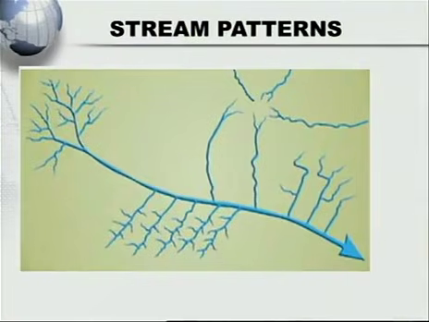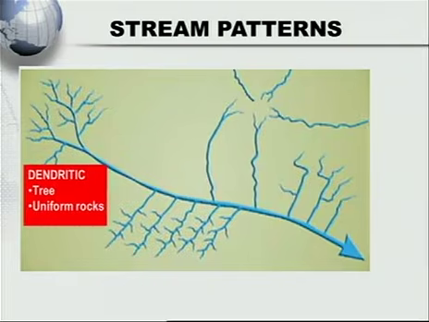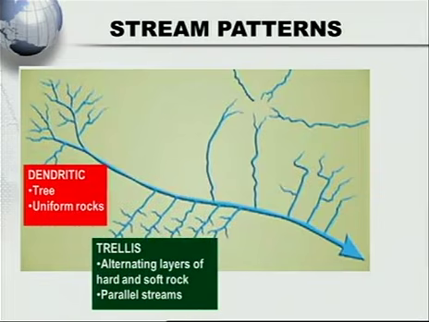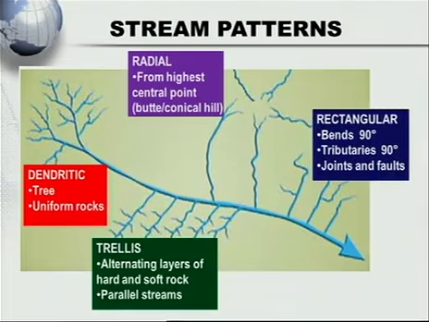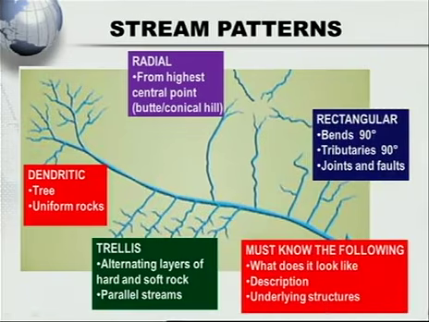Okay, so we are going to start off with stream patterns. People, now, what you must know about stream patterns, let's first have a look at all our stream patterns that we've got here. The first one that we've got is our dendritic stream pattern. I think I'll put all of them on: the trellis, the radial, and the rectangular. These are the most important of the stream patterns. But I would like to start actually by the last block that we've got here in red.